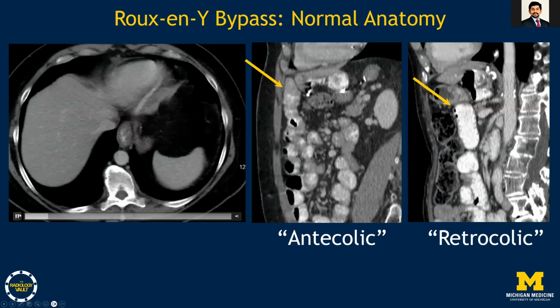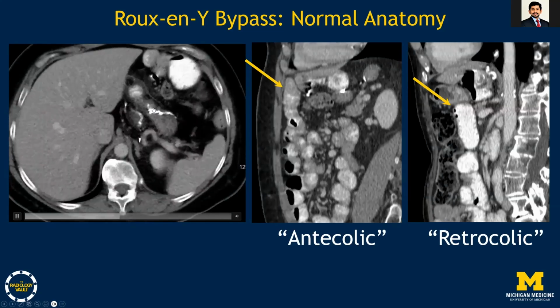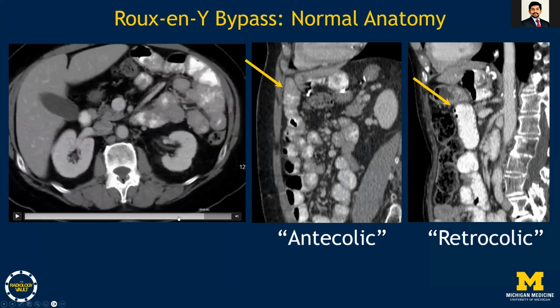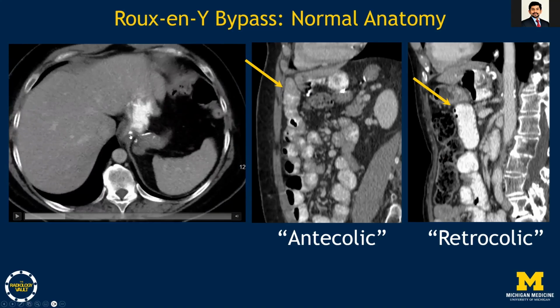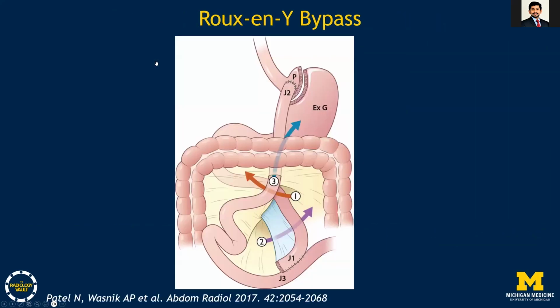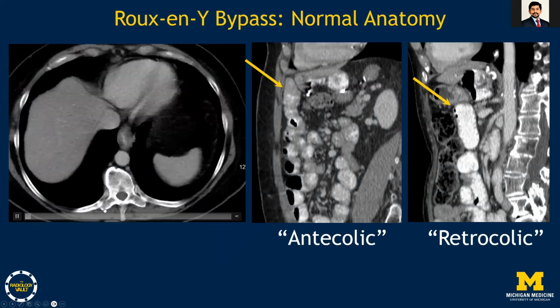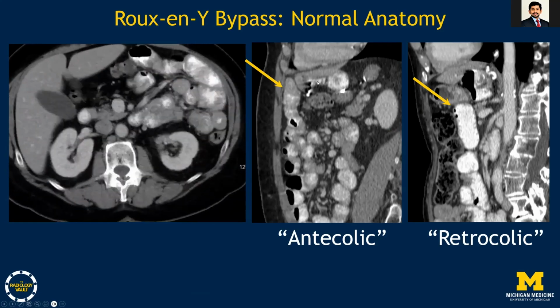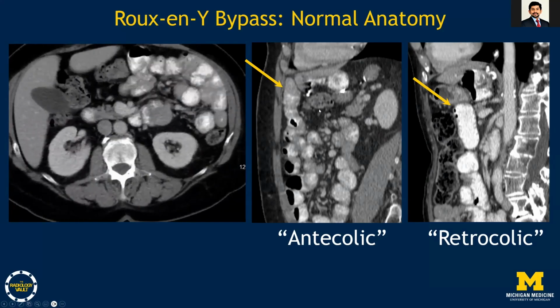On CT imaging, you can see that the excluded stomach is decompressed, going along the duodenum, which is now called the biliary limb. And if you look at the pouch itself, from the esophagus, this is a small portion of the gastric pouch filled with contrast, and it goes down into the jejunal anastomosis. The Roux limb can be antecolic, that means anterior to the transverse colon, or it could be posterior, also called a retrocolic orientation or position of the Roux limb.